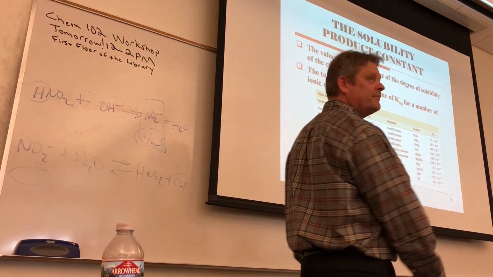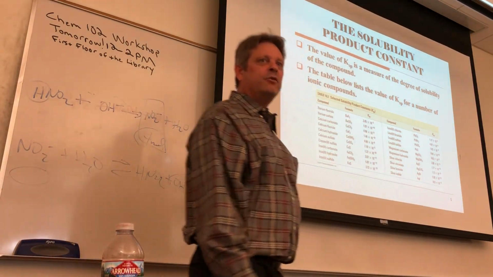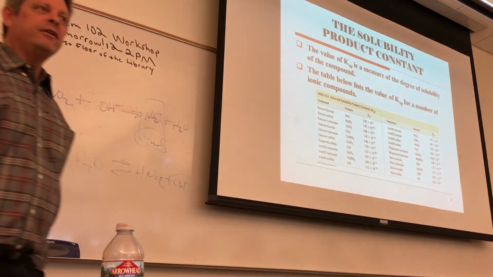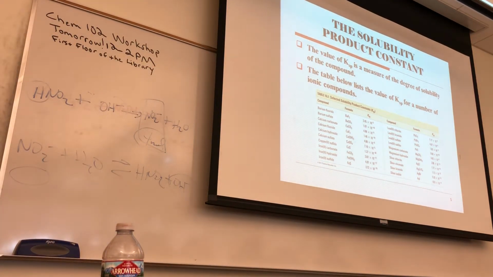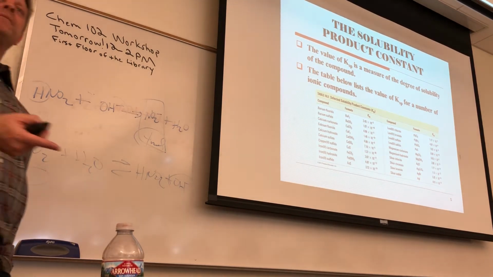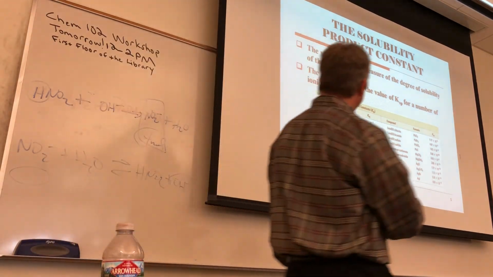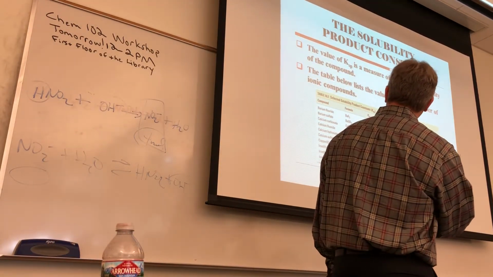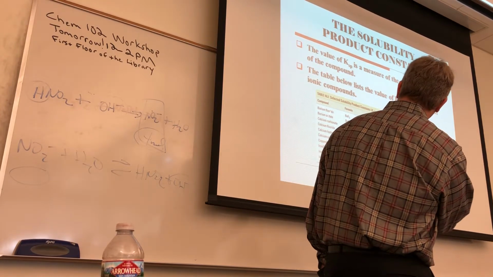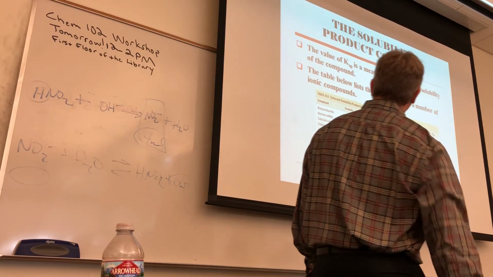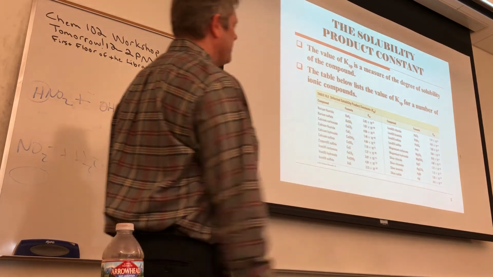Equilibrium constants. We did Q's differently though. Q means you're not at equilibrium. You're either before or after equilibrium, but it helps you figure out what direction you'll be moving to reach equilibrium. Okay, so these are the different KSPs of these different things. This is just a selection of solubility product constants for more common compounds.